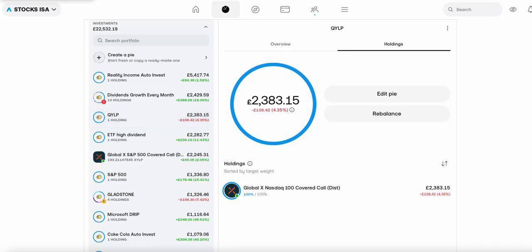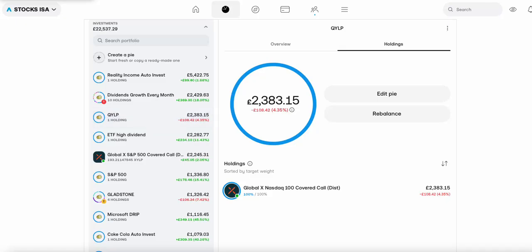QILP, this is a covered call stock. So pretty much they buy and sell shares and basically pay you from that. So this is one of them that I've got. I've got £2,383 in that. We're down £100, but this is paying me, I think it's £25 every month dividends.